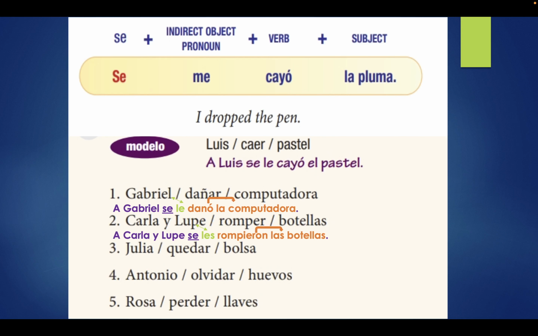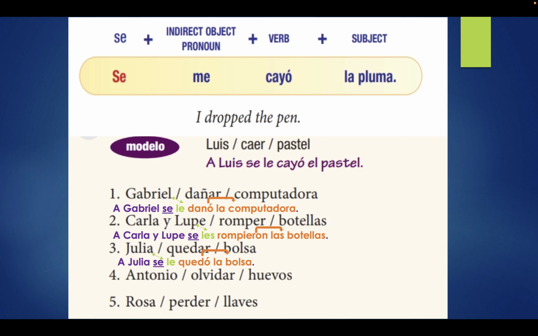So número 3, we're talking about Julia, and we have that Julia quedar bolsa. So Julia left the bag. So in this case, we start with her name, a Julia. We know Julia would be she, so we need the indirect object pronoun le. And then she left the bag. We know the bag is singular in this case, so we take quedar, we chop off our AR, and we conjugate it in the preterite. A Julia se le quedó la bolsa. She left the bag. Se le quedó la bolsa.